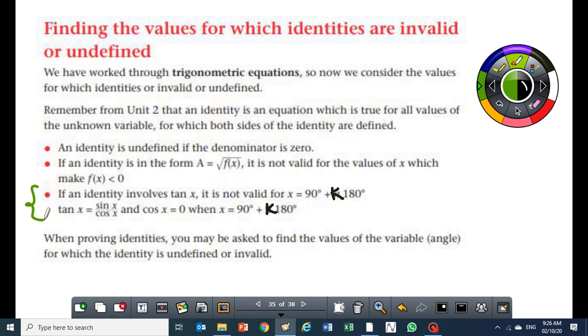Okay, all right. So if you put tan 90, tan 270, tan 450, it will say undefined. That will never change. That's how it is with tan. So when you get any identity, as long as it has got tan in it, the tan will be undefined for these values.